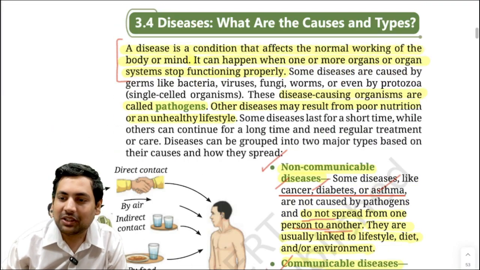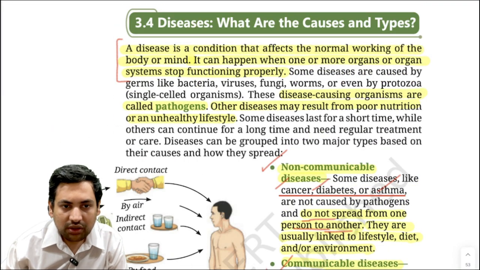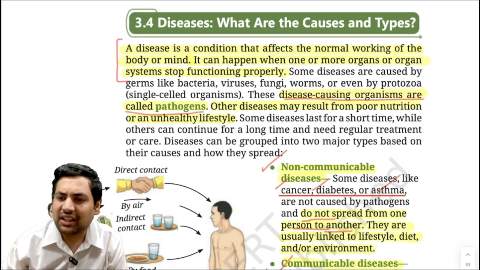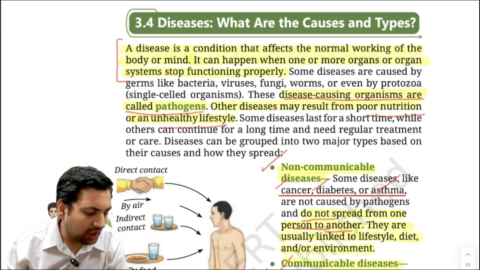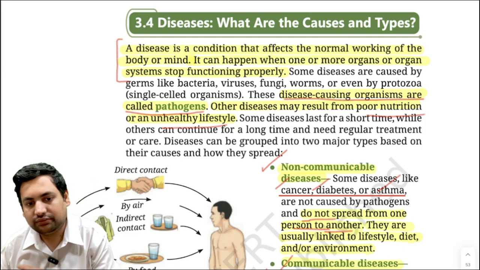First, let's see what a pathogen is. Disease causing organisms are called pathogens. As simple as that. Other diseases may also result from poor nutrition, unhealthy lifestyle. Basically, there are many ways you can get a disease.